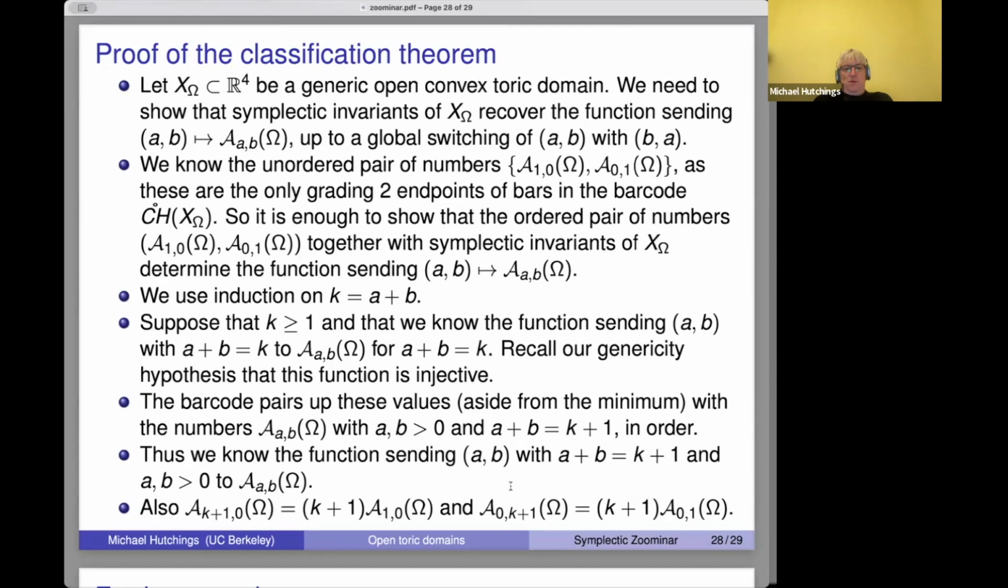Now this didn't quite tell me what the action values are if A or B is equal to 0, but that's easy because those actions are just multiples of the numbers A_10 and A_01 that I already knew at the beginning. And that's the proof. Any questions about that?